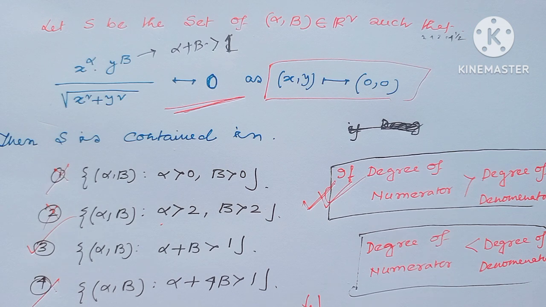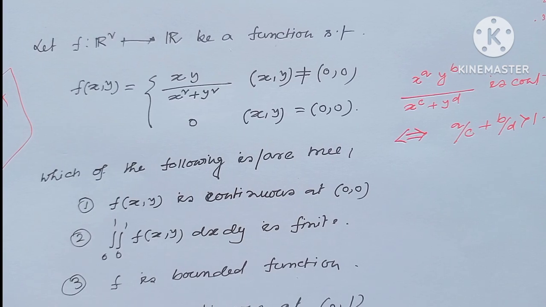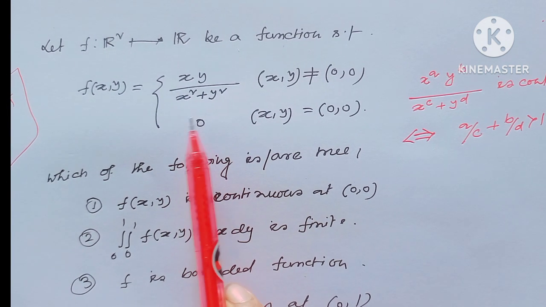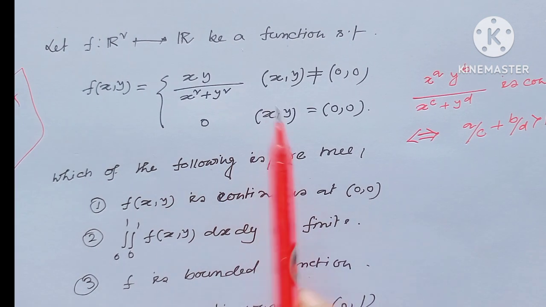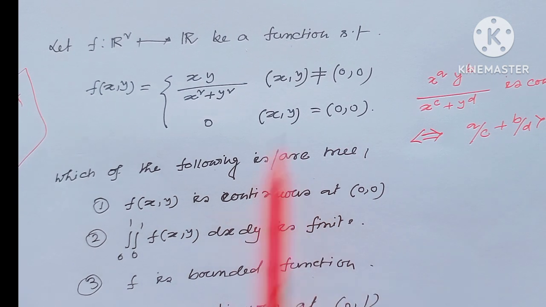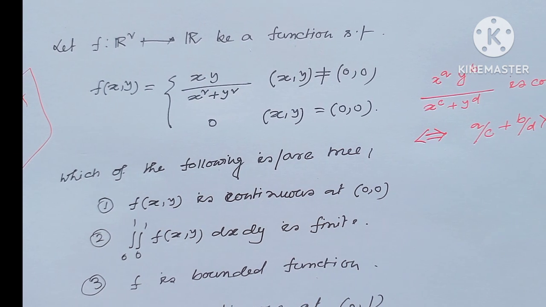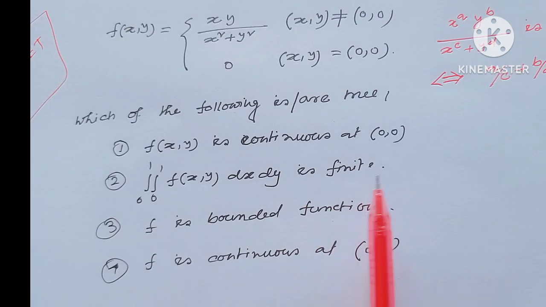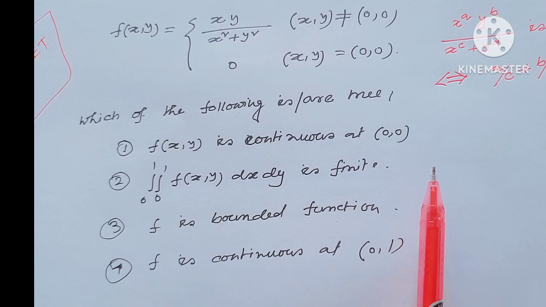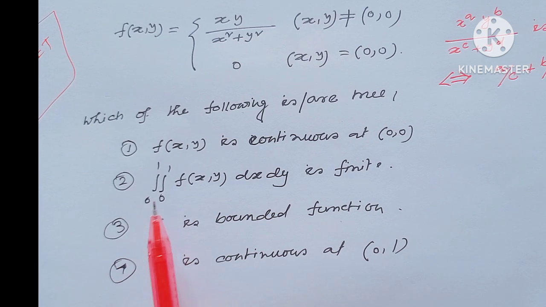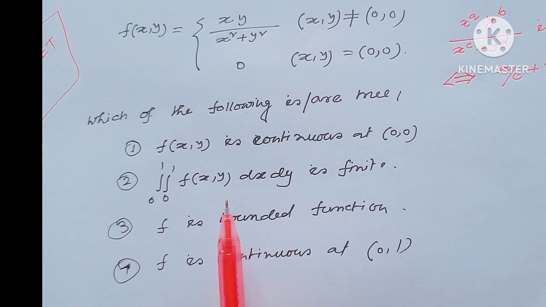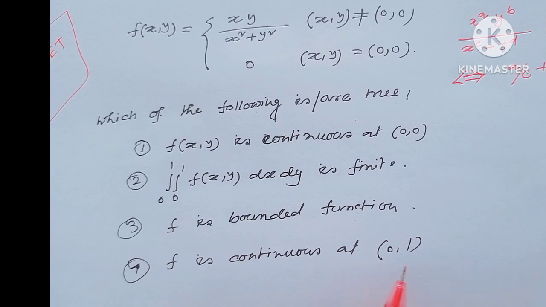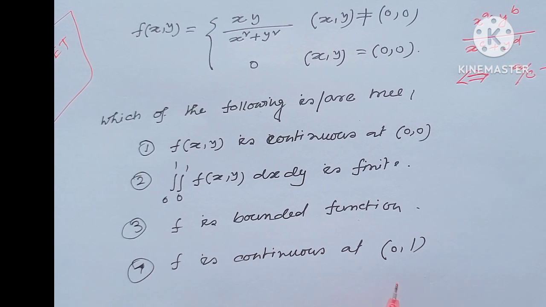Okay. Next question. Let f be defined from R2 to R as a function such that f of (x,y) equals xy over x square plus y square when (x,y) is not equal to (0,0), and 0 when (x,y) equals (0,0). Which of the following is/are true? Option 1, f(x,y) is continuous at the point (0,0). Option 2, the integration from 0 to 1 and from 0 to 1 of f(x,y) dx dy is finite. Option 3, f is a bounded function, and option 4, f is continuous at (0,1).